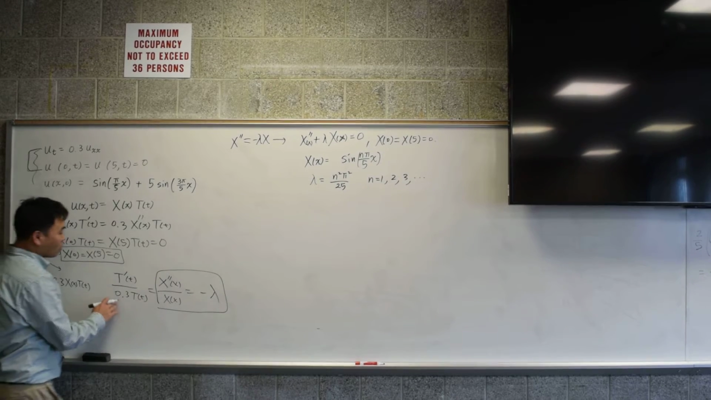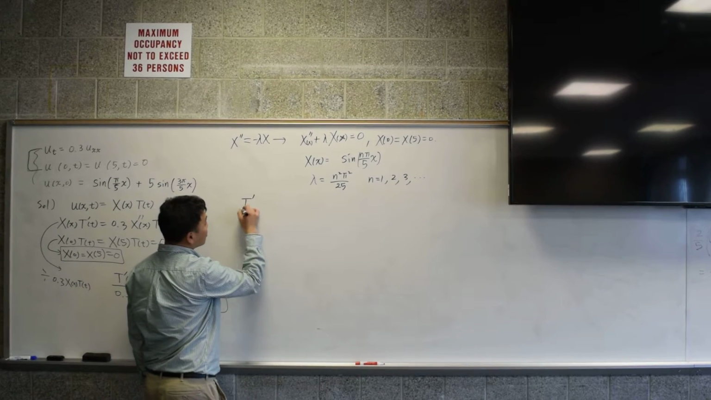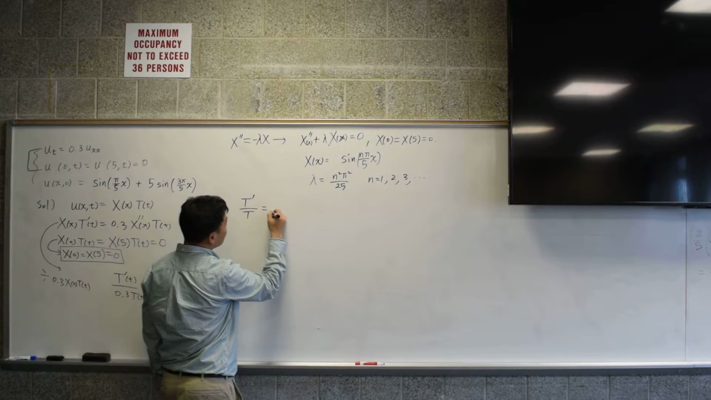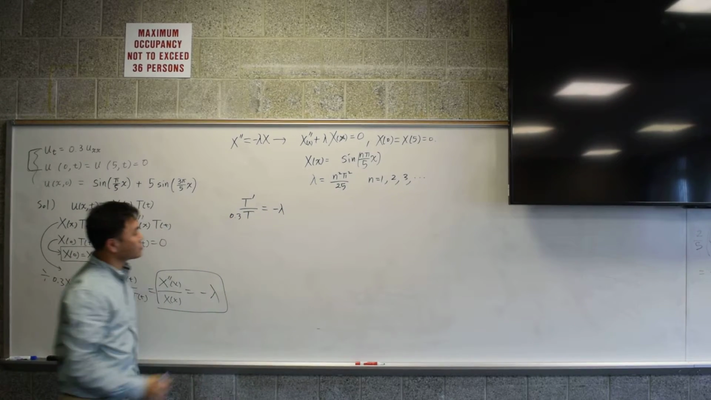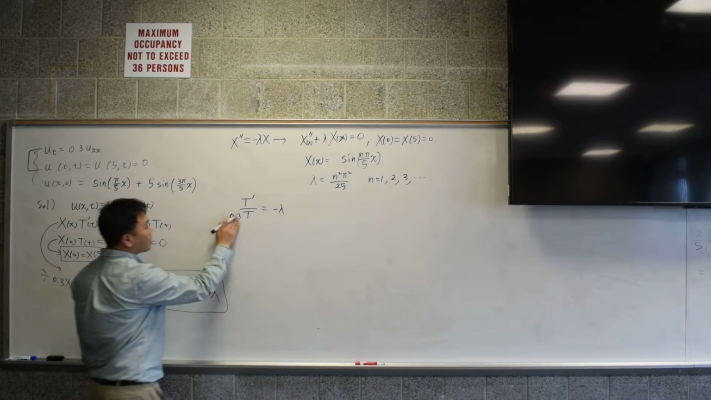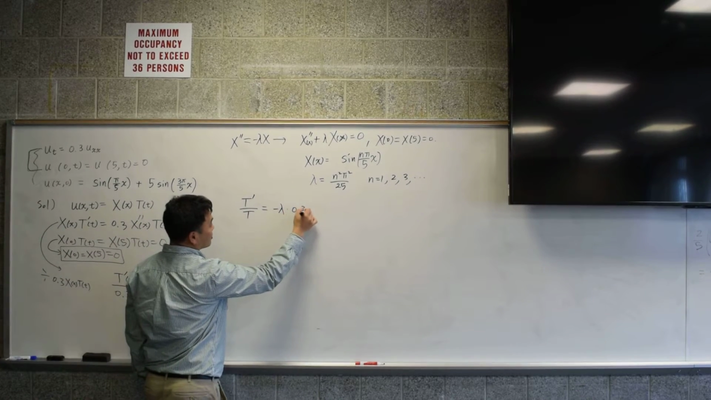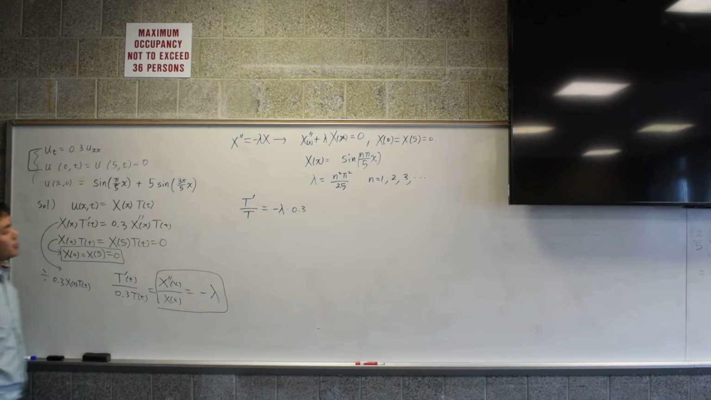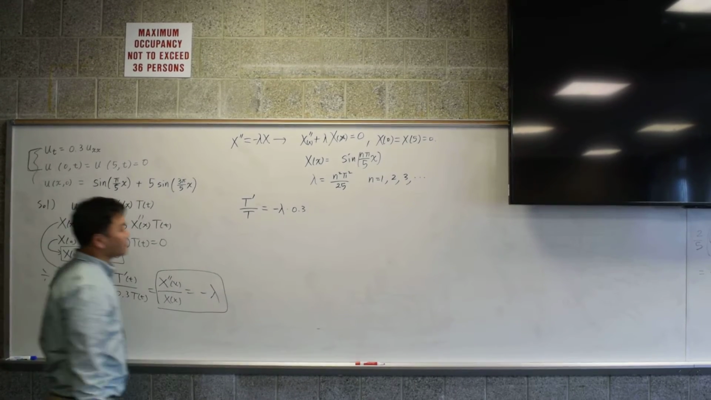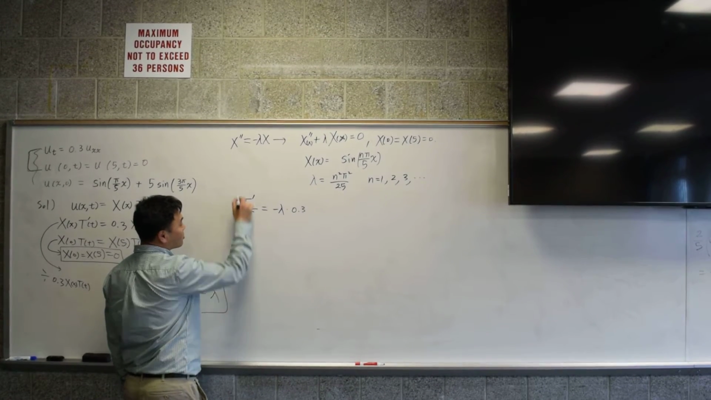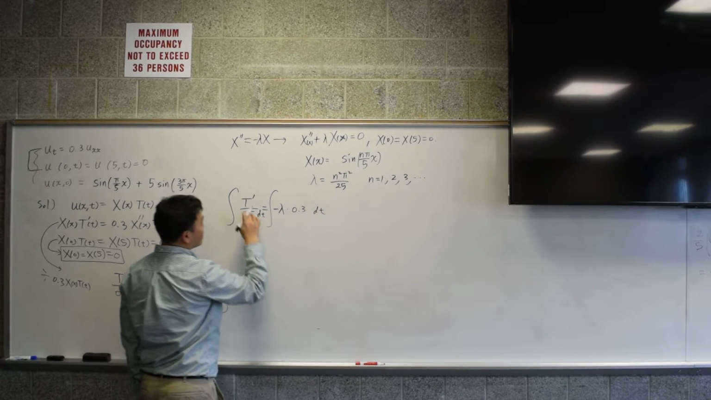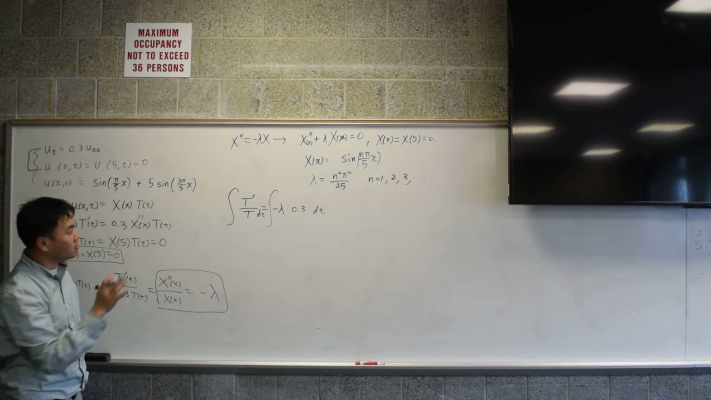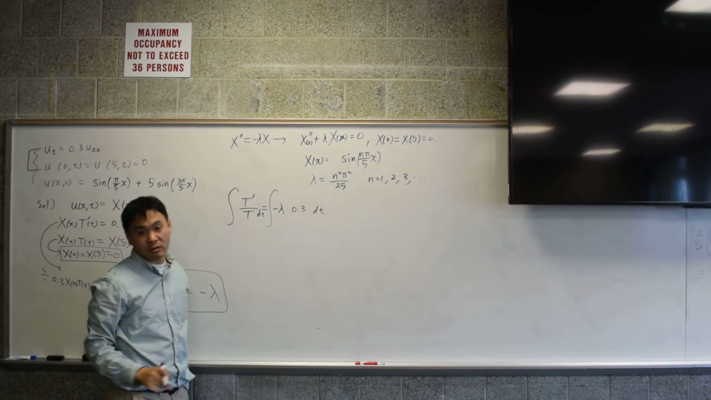Now let's also solve T' over T times 0.3 equals negative lambda. Now I can multiply the 0.3 on this side. And here's another way to solve this equation. Just integrate both sides by t. Now what's the integral of a function's f prime over f? What's the integral of that?